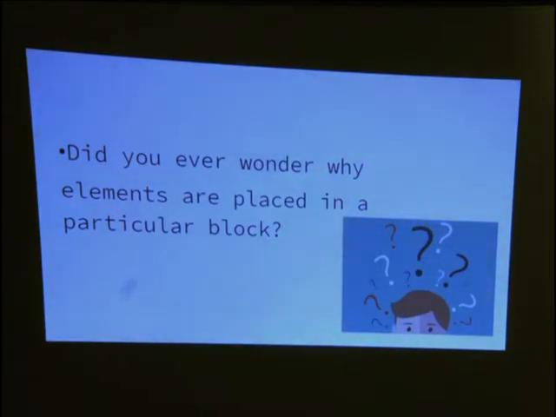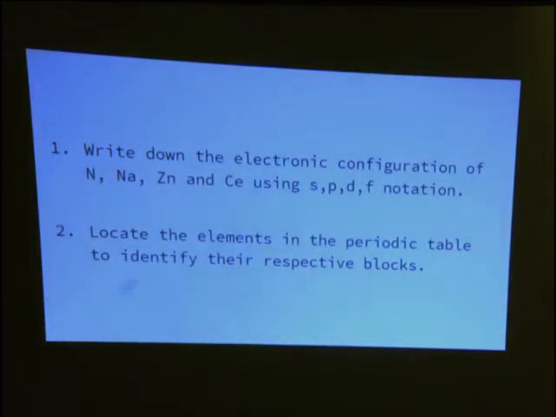Okay, now you can think about this question here. Did you ever wonder why these elements are placed in a particular block? Why is element A placed in the s block? Why is element B placed in the p block? So, you can start pondering on this question. In order to answer the question that I posed earlier, you can write down the electronic configuration of nitrogen, sodium, zinc and cerium using spdf notation. After this, you can locate the elements in the periodic table to identify their respective blocks.